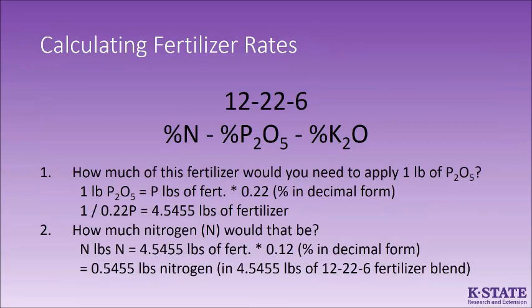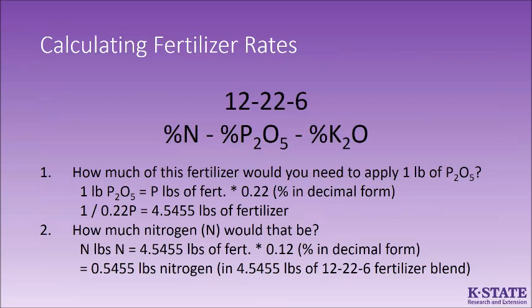If you are using our K-State Research and Extension Fertilizing Gardens and Fertilizing Lawns publications, they will give you our recommendations in pounds of actual nitrogen, actual P2O5, and actual K2O instead of by fertilizer blend. If 1 pound of P2O5 is recommended, how much 12-22-6 fertilizer do you need to apply? 1 divided by 22% in decimal form equals a little more than 4.5 pounds of fertilizer.